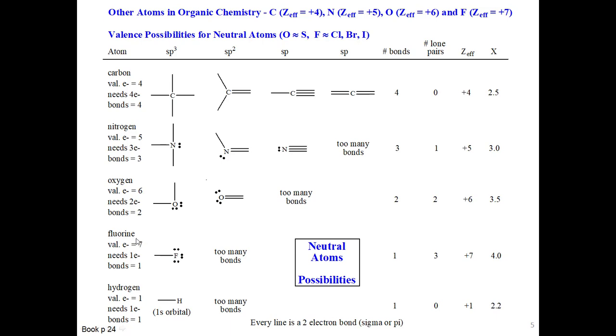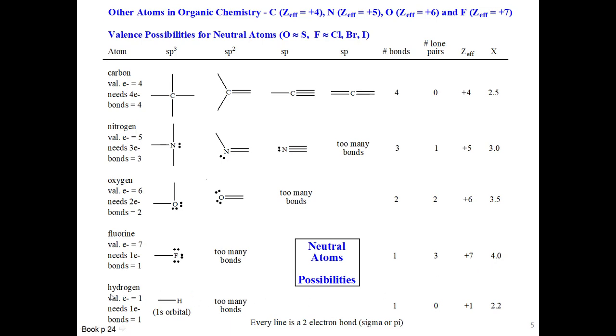If we go to fluorine, we get an extra proton in the nucleus, so now we're at +7 Z effective, and the valence electrons are 7 electrons. We only need 1 electron. We can do that with 1 bond. And then there's 3 lone pairs for fluorine. And this would work for chlorine, bromine, and iodine as well. We can't go to 2 bonds without making formal charge, so we left that one out. So again, fluorine is the most electronegative atom of the atoms that we use in organic chemistry.